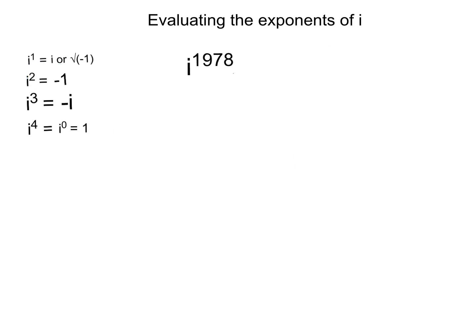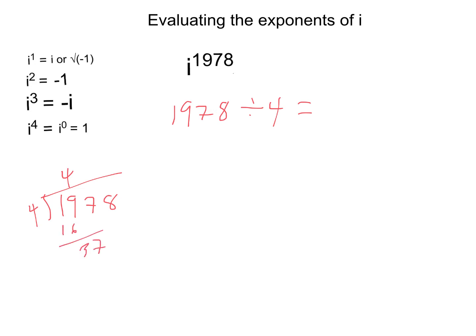Alright, here let's really have some fun. 1978 divided by 4. Now again, if you got a calculator, that's awesome. I do not have one with me, so I'm going to have to do this a long way. Divide by 4. Get a 4, 16, that's a 37, that's 9, which is 36, 1, 8, that's going to be a 4, which is 16, which is a remainder of 2.